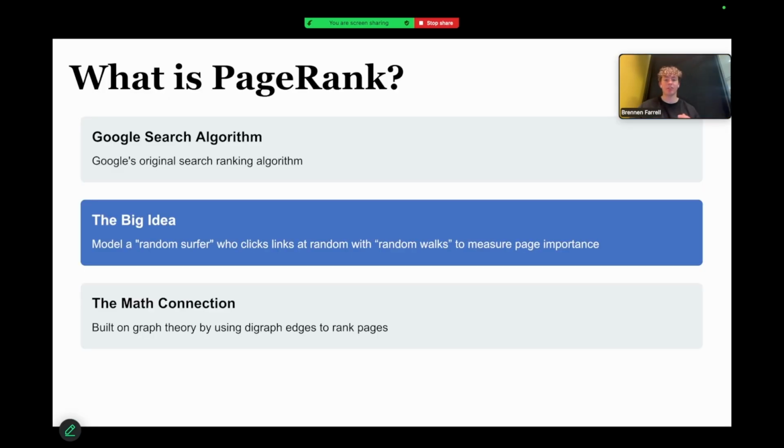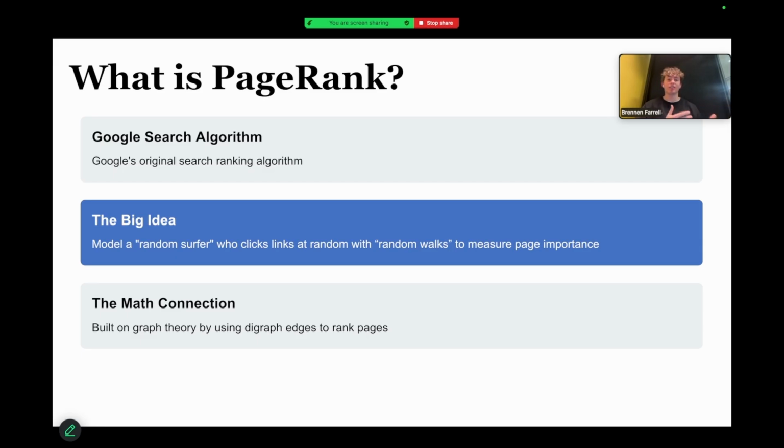PageRank is essentially Google's search algorithm that's used to sort different pages by importance. Think of when you search a certain topic: this is the metric they use to rank which links come first, second, third, and so on.